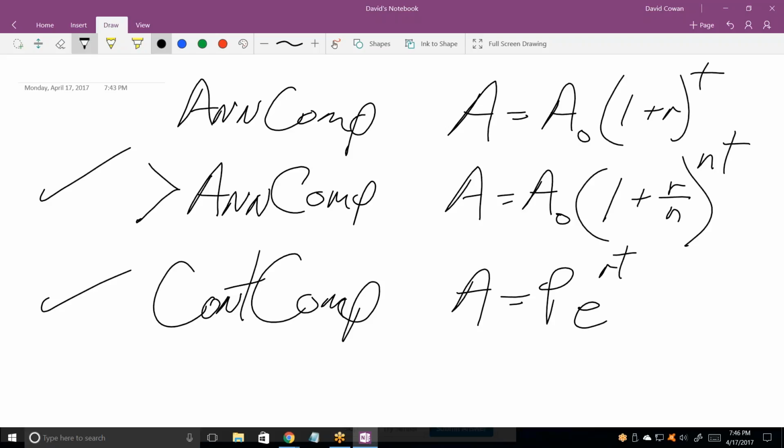Or months. If we were talking about bacteria growing in a petri dish, then t could be in days. In other words, bacteria might grow by 20% per day, and so r would be 0.2, but t would be in days, not years. The units that go with t are the same units that go with r. So if they give you r as a yearly rate, then t is in years.